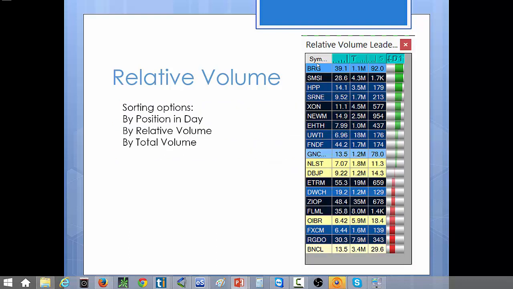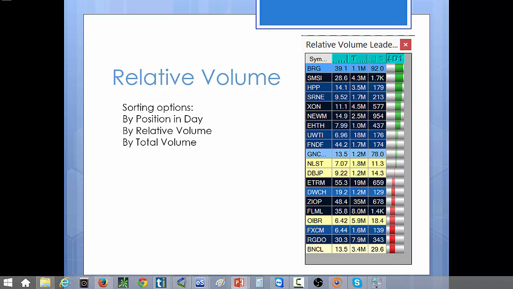So my relative volume scanner looks like this here. I sort this in a couple different ways. Midday, I'll sort it by position in the course of the day. So this green here tells me that the stock is at highs, and the red down here says the stock is at its lows. So these are the relative volume leaders, but they're not sorted by highest volume. They're sorted by their position in their daily range.